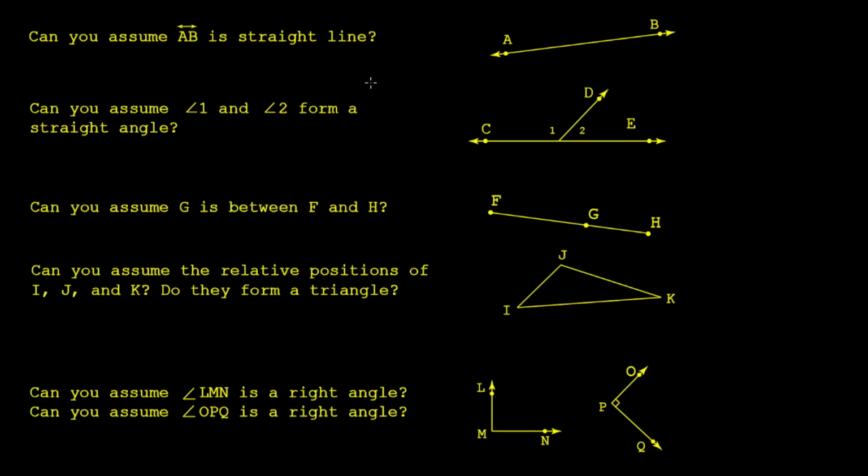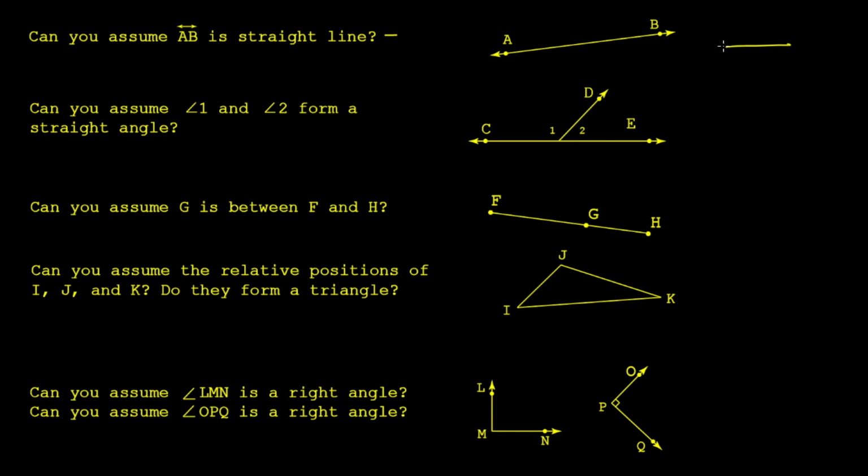This video will deal with the assumptions of angles and relative positions of points. First, right here, can you assume line AB is a straight line? Yes. You've got point A and you've got point B. 2 points determine a line. And notice we've got arrows on the ends. That tells us we have a line.